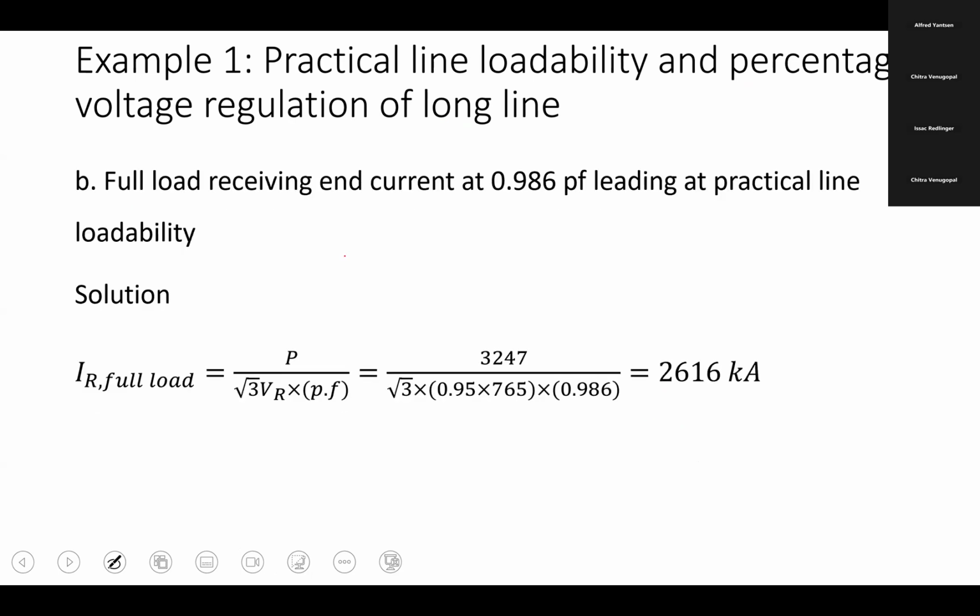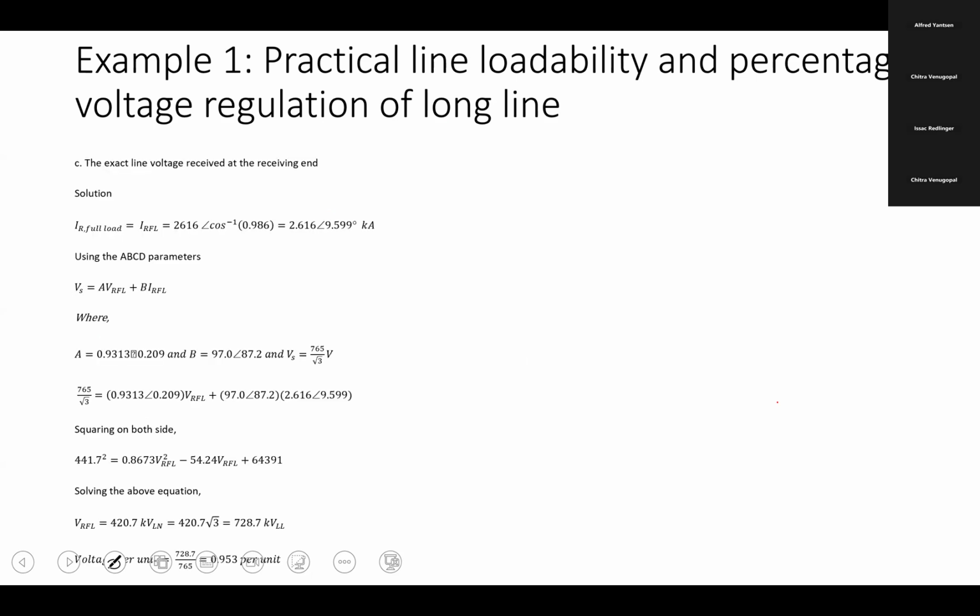Right. So the full load receiving end current is at 0.986 power factor, leading, at practical line loadability. So how much is the load current received? Full load current. Okay, so this is the amount of load current that you are looking at.